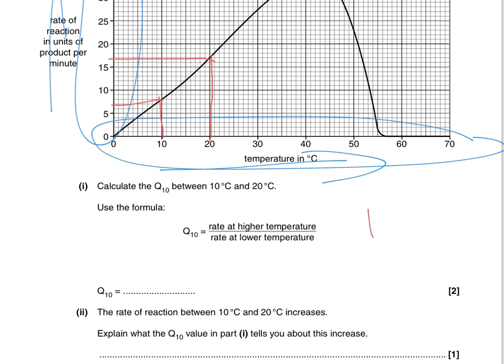We literally just do 17 because that's the higher temperature divided by 8, which will give us 2.1 if we round it to one decimal place. You can also get the mark for 2.13 if you've done it to 2, or 2.125 if you've got it to 3 decimal places. So easy, like these are easy marks, guys. Remember that C grade at higher tier is around about a third of the marks. If you're picking up all these easy ones, then you're going to do really, really well at this past paper.